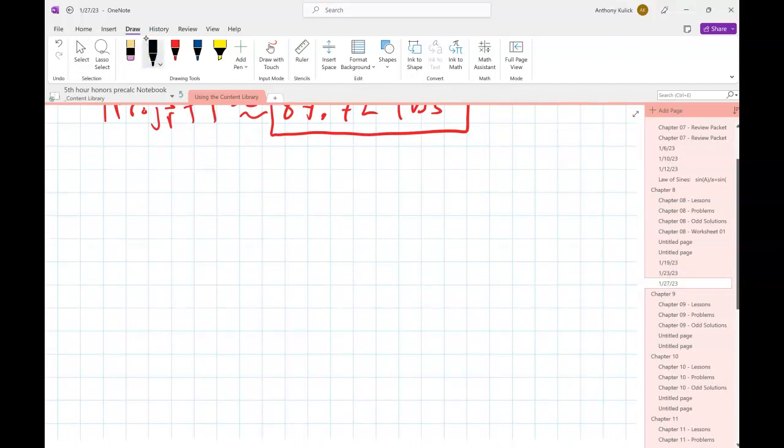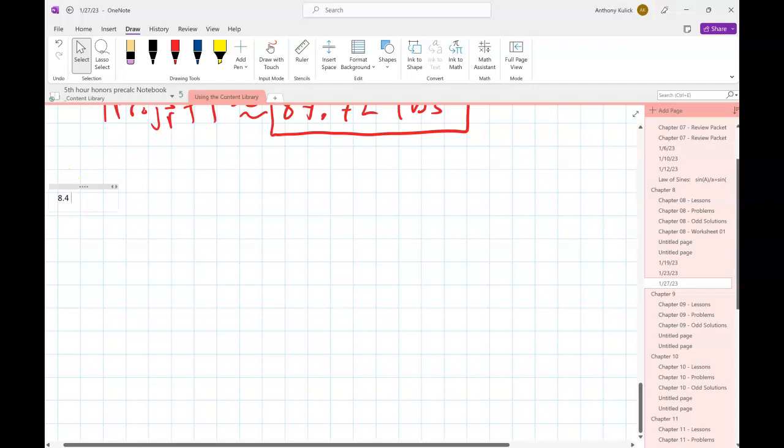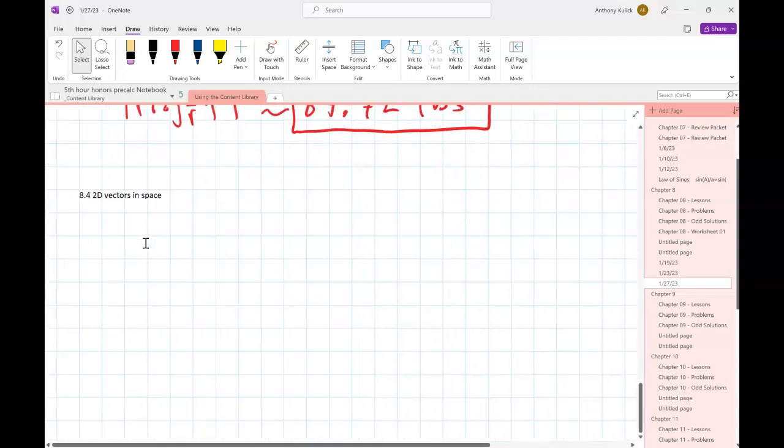Everybody feels so far so good? I'm going to continue on into section 8.4 now. These topics would not be on the homework quiz, but they are still important topics that you need to be able to do for the test.